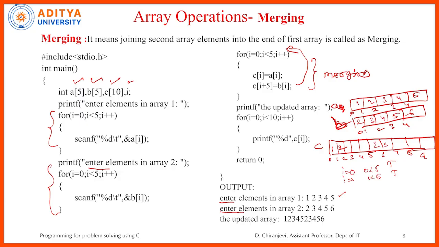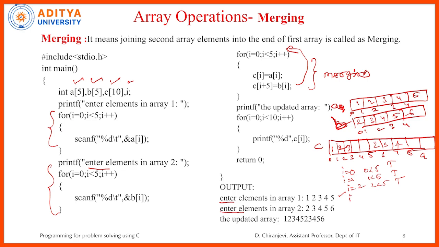Now after that again I plus plus, I value is 2. So 2 less than 5, that is true. Now A of 2 will be stored at C of 2. A of 2 value is 3, so 3 will be stored at C of 2. After that I value is 2, so 2 plus 5, 7. C of 7 will store B of 2. B of 2 is 4, so C of 7 stores 4.